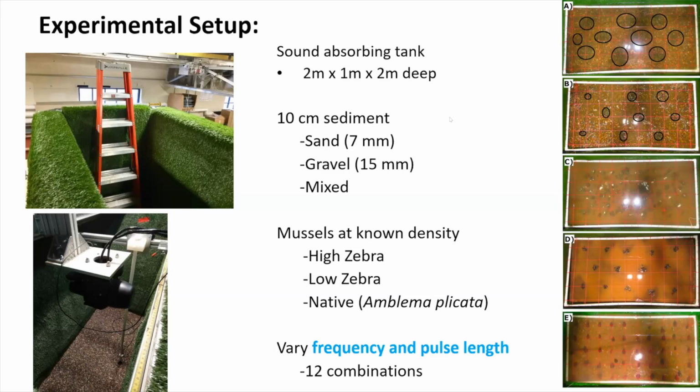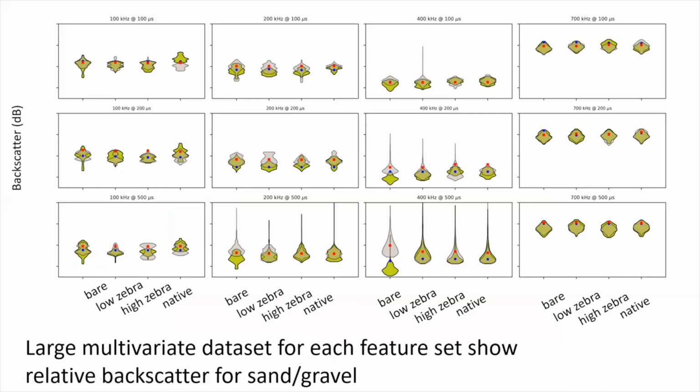And so for each of these scenarios, we collected acoustic backscatter data by varying the frequency and the pulse length of the signal into 12 different combinations. And what we ended up with was something that looked like this. And I don't want you to focus on the details of this plot, but rather to see that there's a lot of data here. There's a lot of information.